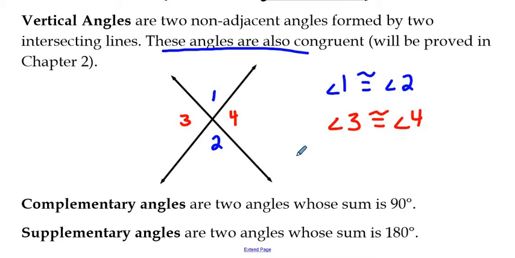And then the last two types of angles, complementary angles, two angles whose sum is 90 degrees, and supplementary angles are two angles whose sum is 180 degrees. A way to tell the difference is how much they add up to. Think about the alphabet here. C comes before S. 90 degrees comes before 180 degrees. That's an easy check for that.